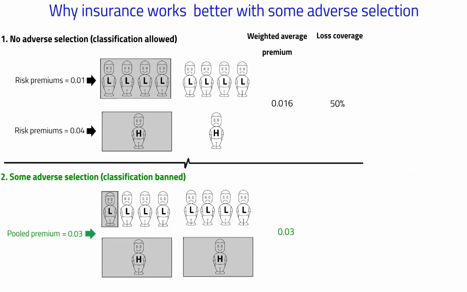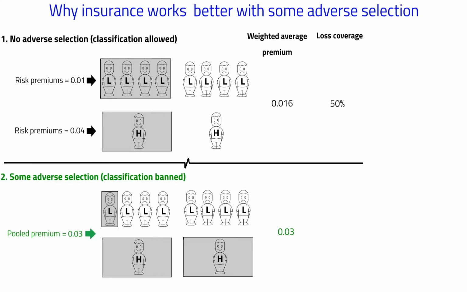So comparing with scenario 1, we now have a higher weighted average premium and a lower number of people insured, 3 people covered by shading compared with 5 people previously. That is adverse selection, and it's usually seen as bad news. But there's something else, and it's something rather surprising.